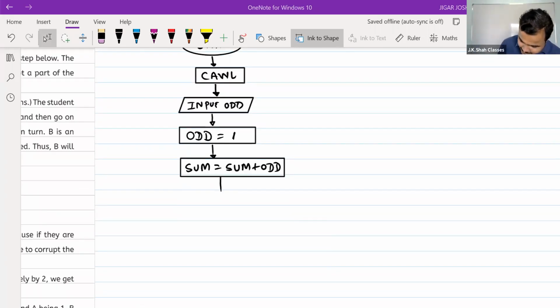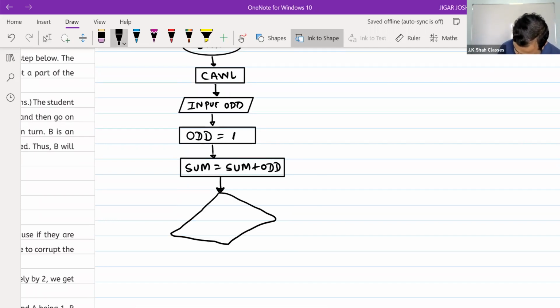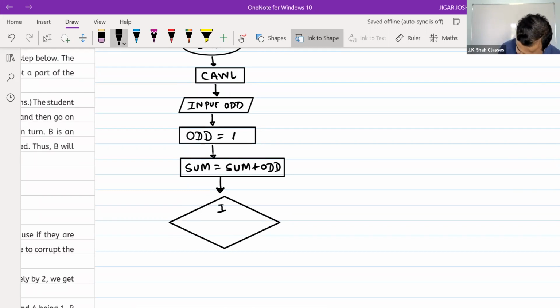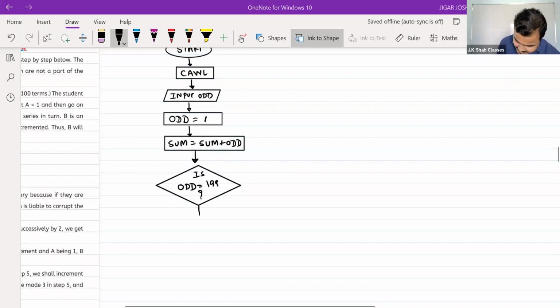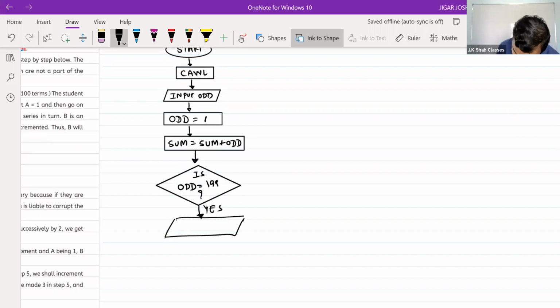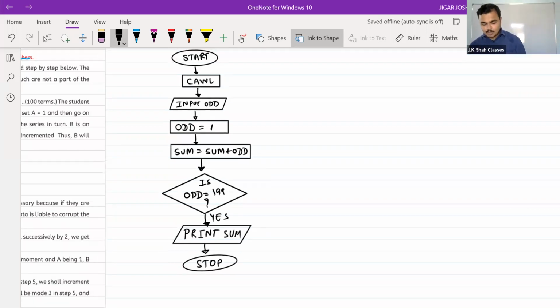Okay. So I just need to ask here only one thing: is odd equal to 199? Question mark. If the answer is yes, then print sum. Finally, stop. Understood? Yes, sir.